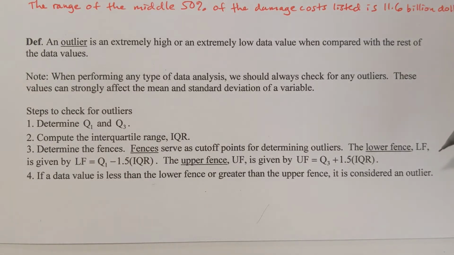The lower fence, which we're going to call LF, is given by LF equals Q1 minus 1.5 times the interquartile range. The upper fence, which we're going to call UF, is given by the third quartile plus 1.5 times the interquartile range. Step 4: if a data value is less than the lower fence or greater than the upper fence, it is considered an outlier. So these are boundaries that we're going to set.